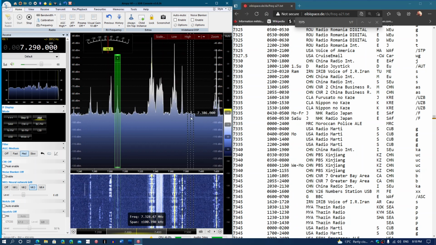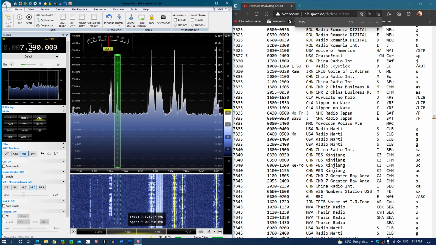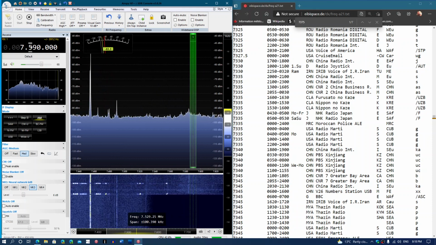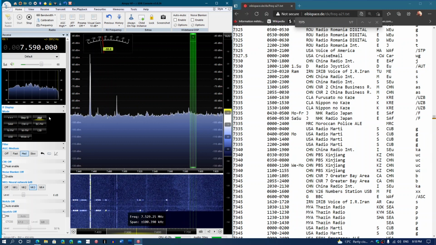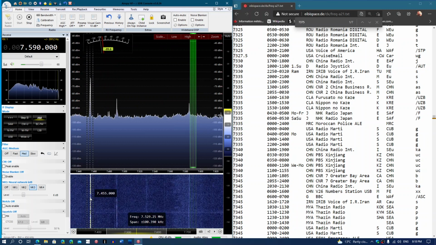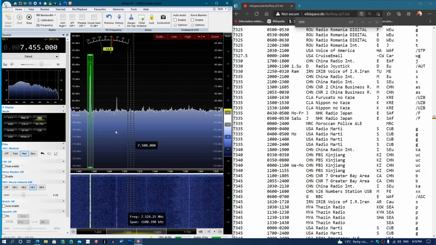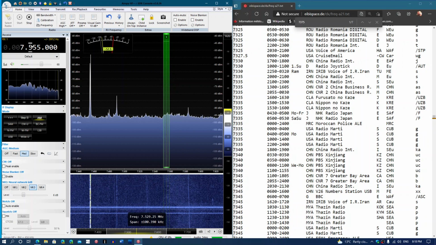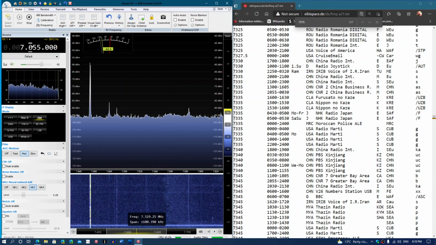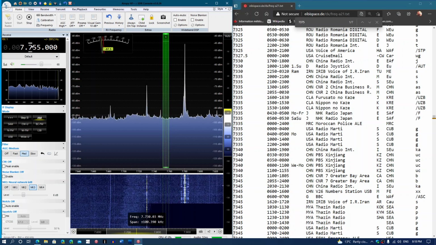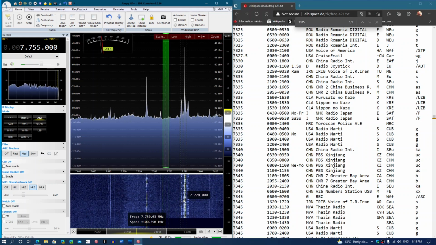Now, if we go above, let's go to 7440. It goes up to 75. Anything in the 75, so 74. 7455 is a radio teletype signal. Let's go up. Nothing there. Up. Up. There's something on 7780 here.